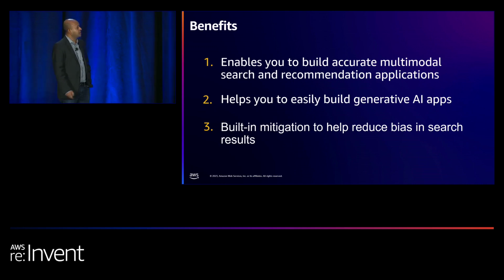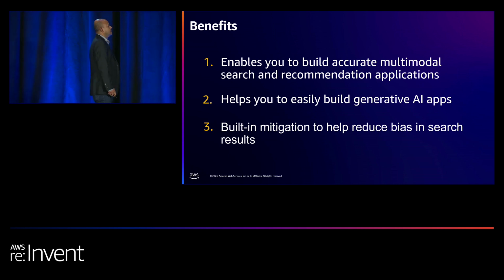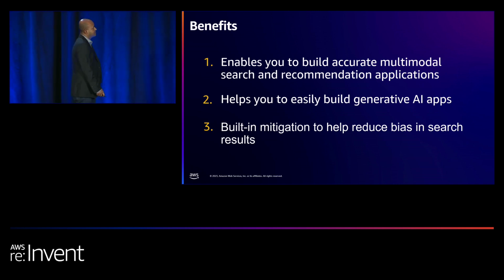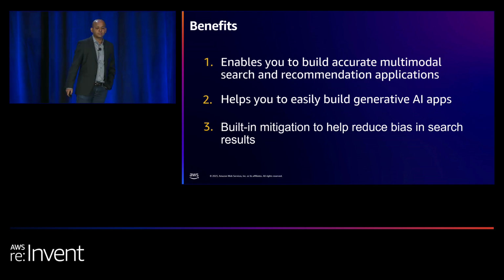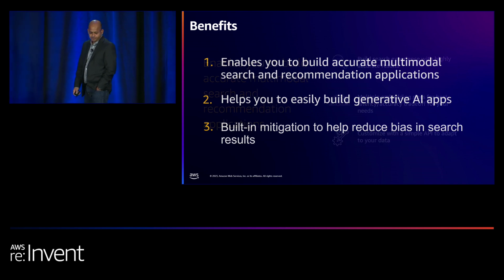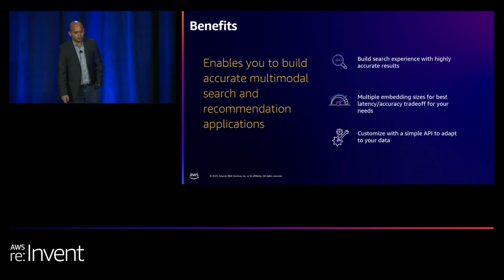Now, there are three main benefits of this model specifically. The first one is accuracy. The second one is ease of use. And the third one is responsible AI. So let's dive deep into each one of them. Now, the accuracy. As I said before, this model is state-of-the-art in terms of how accurate search and recommendations you can build out of the base model itself.